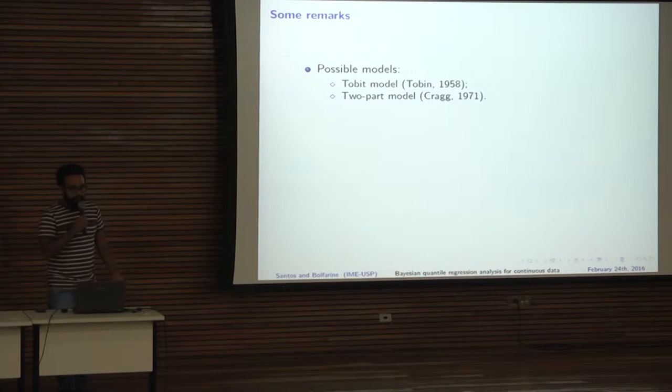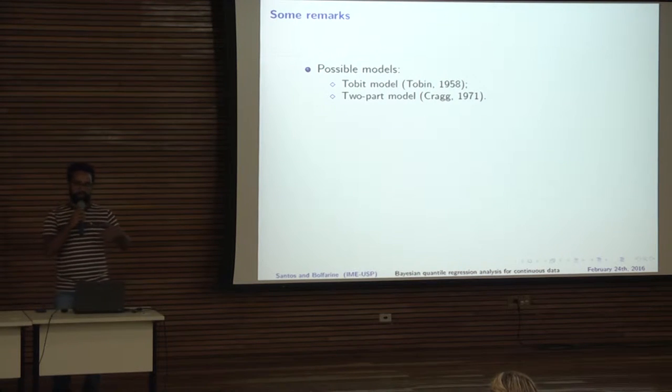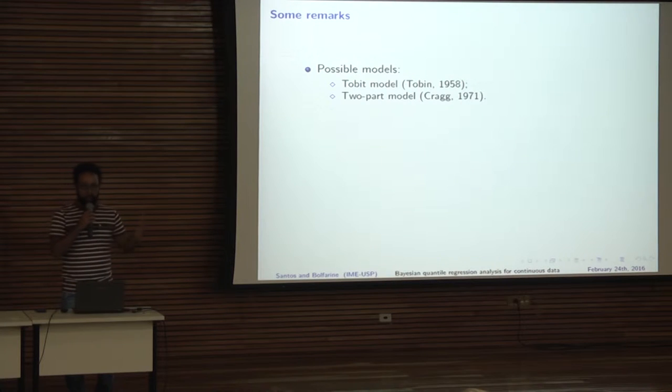So two possible models that you can use in this data are the Tobit model and the two-part model. The Tobit model was proposed by James Tobin in 1958, and it's interesting that he was actually thinking about this same type of data. He was looking at expenditures with durable goods. And he assumed that if you want to build some type of regression setting where you want to study how some covariates are associated with these expenditures, you have to consider those zero observations as censored observations. So if you consider that the observations were generated, for example, by a normal distribution, you have to use the cumulative distribution function in the likelihood calculation, for instance.